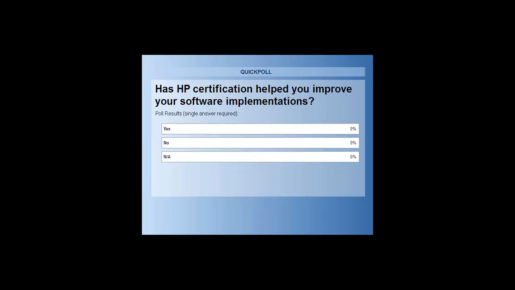Okay, there we are. So just to remind you, has HP certification helped you improve your software implementations? By implementations, I presume you mean quality as well as potentially time to market. Right, yeah. The whole project. Has the project been more successful, or has it been a nightmare?